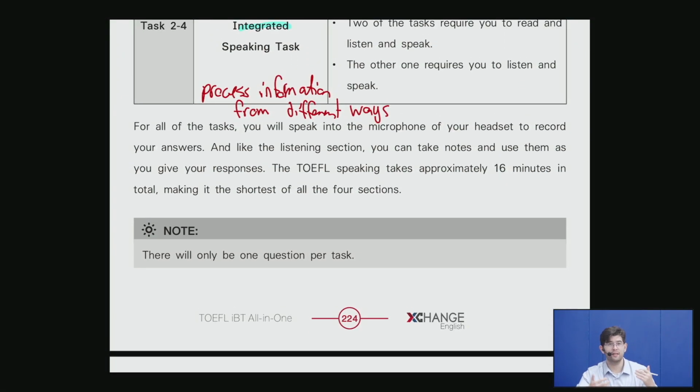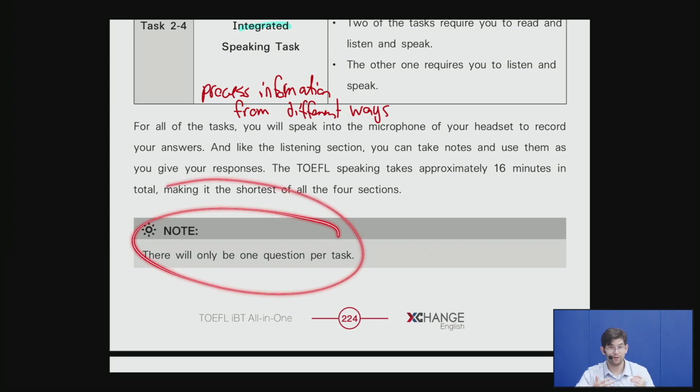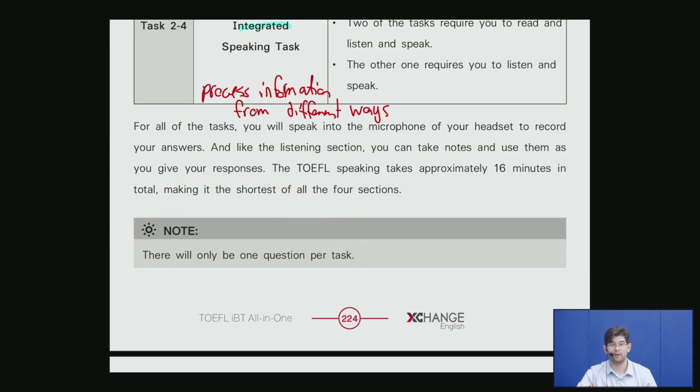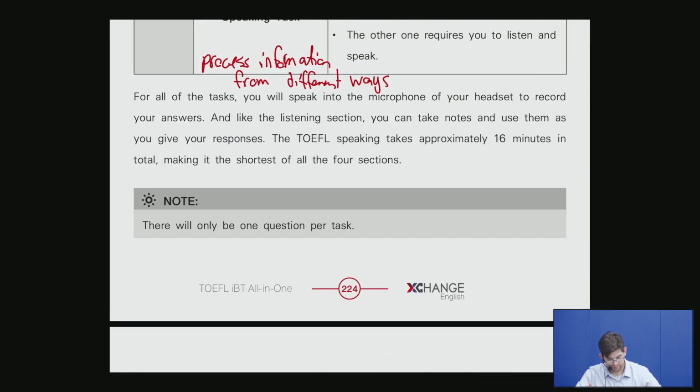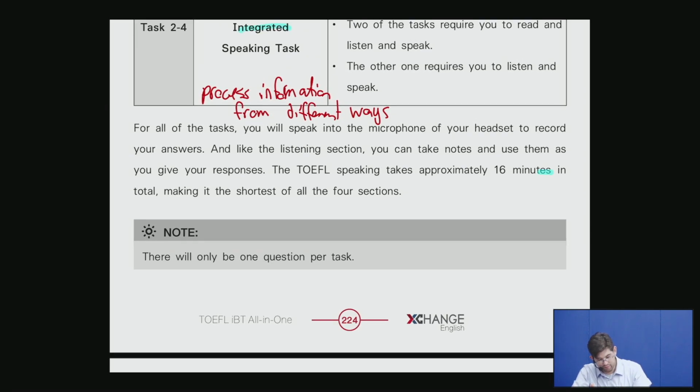One thing to note is as we go through this, we will do multiple examples, multiple questions to show, but on your real test, it is only going to be one legitimate question. We are using multiple for examples to help you out. And finally, just as a quick note, the TOEFL speaking test roughly takes about 16 minutes.